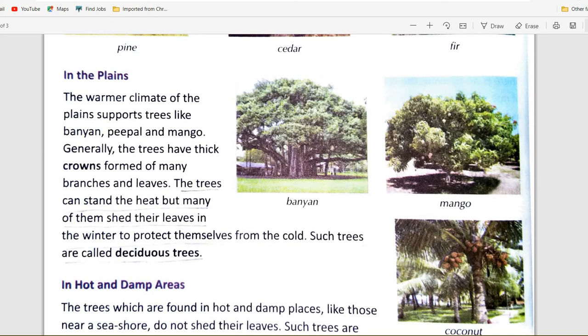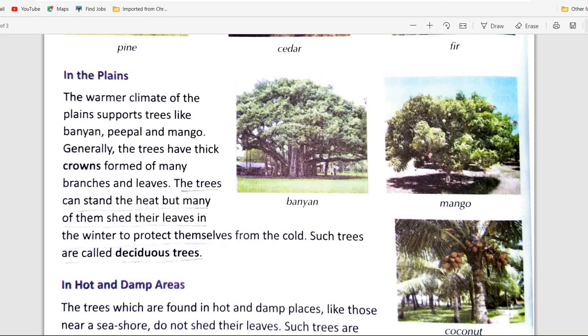But in winters, these types of trees shed their leaves to protect themselves from the cold, meaning they have the quality to shed their leaves in winters. Afterward, whenever summer comes, new green leaves come again on these trees. So these trees are also called deciduous trees, because they shed their leaves in winter to protect themselves.